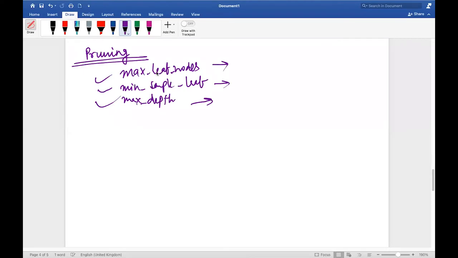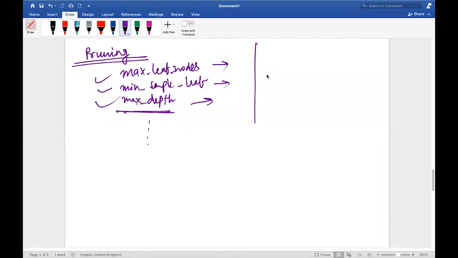What is max leaf nodes? What is the maximum number of terminal nodes that is present? What is min sample leaf? What should be the minimum number of samples for a terminal node to split? What should be the maximum depth? All these things, okay? Understood? It can go on and on. I'm just giving you a few things that are required.